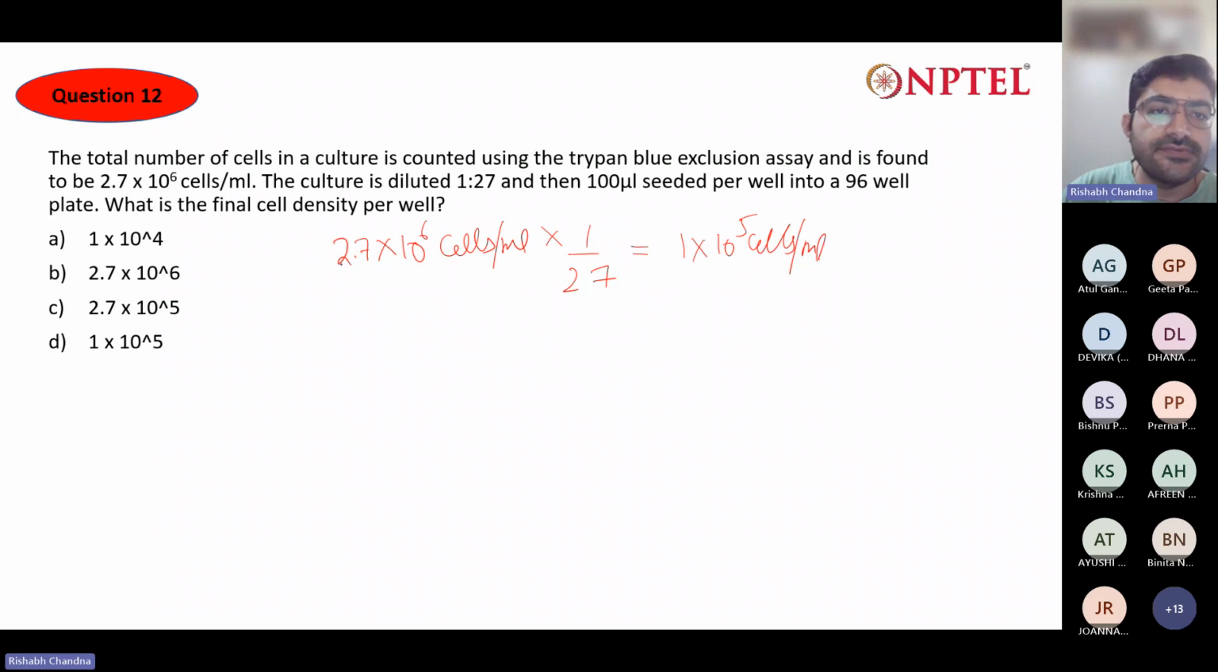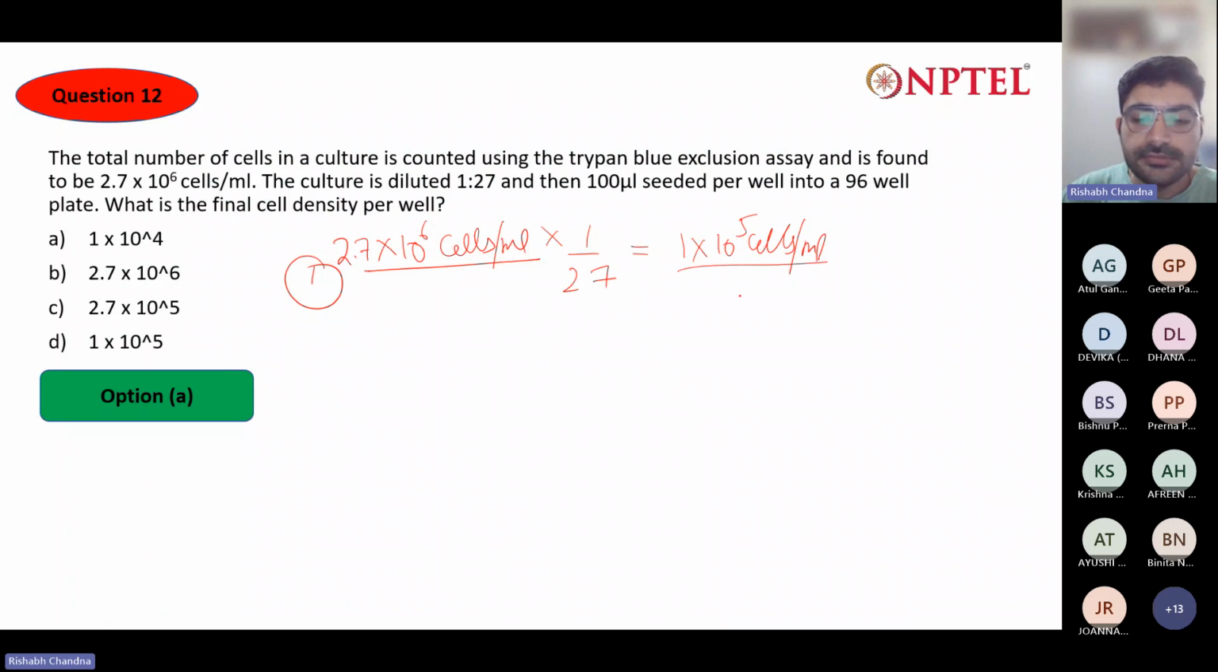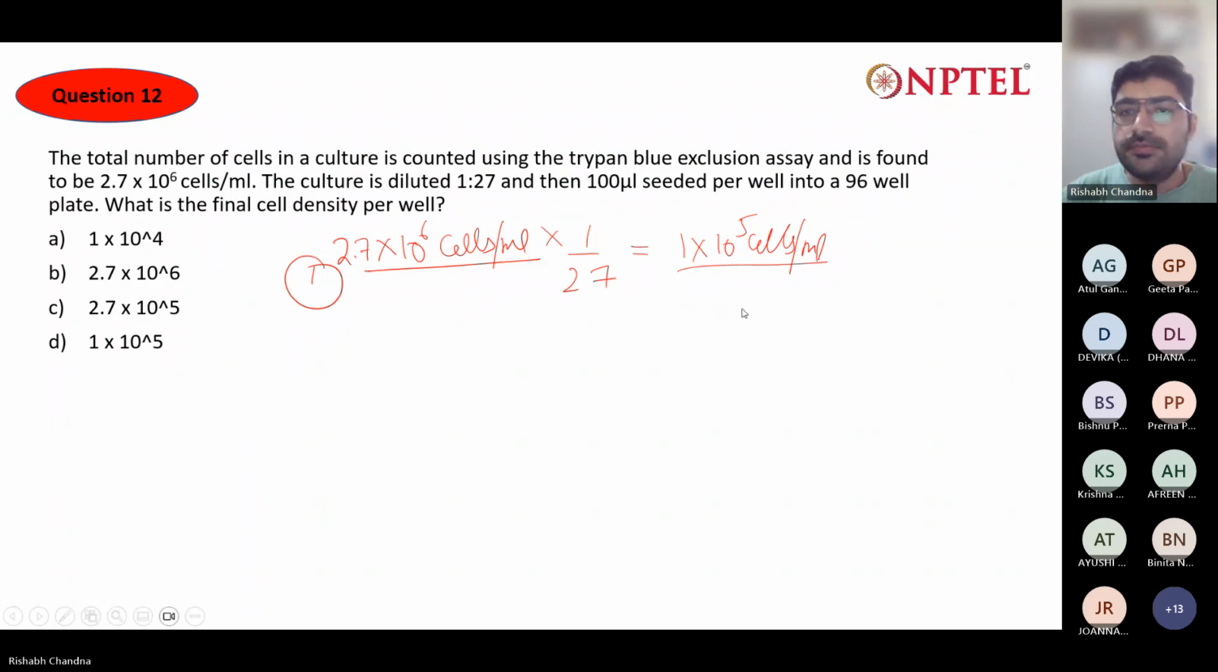Okay, so this is the first point. From the crude suspension that we isolated from the particular plate, this is the amount, and after diluting that 27 times, we got the number of cells present in the diluted suspension, which is this. Okay. After that, we took 100 microliters of this suspension and poured it into each well of the 96 well plate.